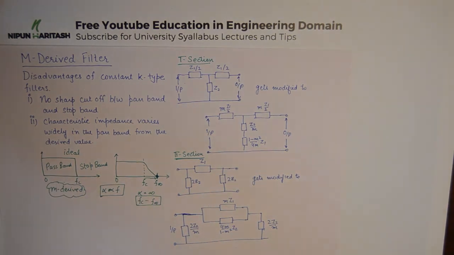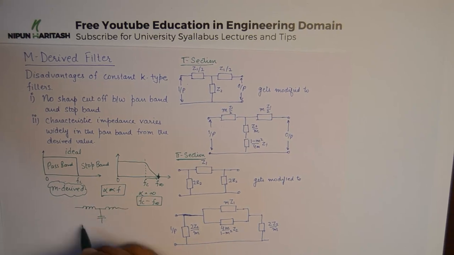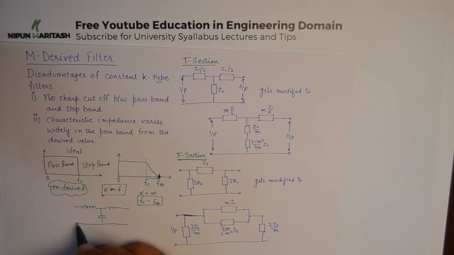And how do you design an m-derived filter? As I mentioned earlier, it is supremely important to know how to design a constant k-type filter, because for any filter, let us say this is one simple filter, we would know the characteristic impedance of this filter, or the constant R naught for this filter, and we'll also know the cutoff frequency. It should allow signal up to this frequency to pass through it.